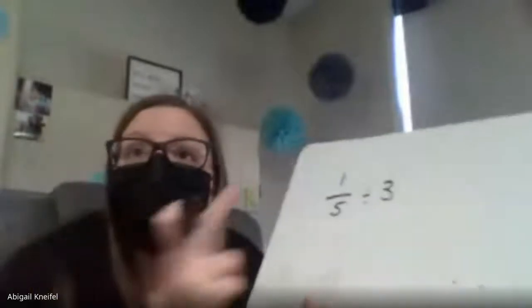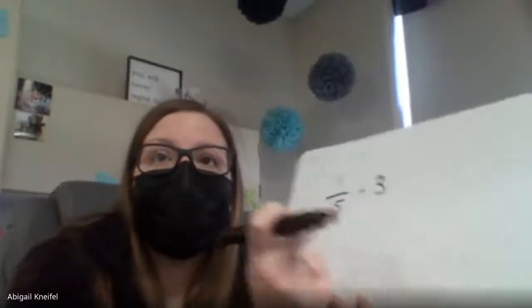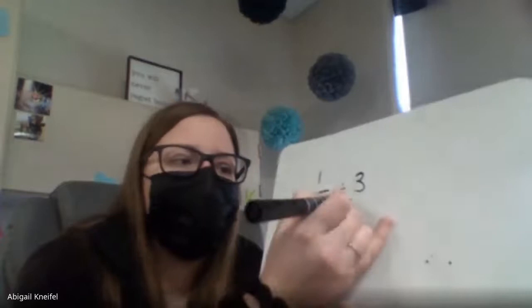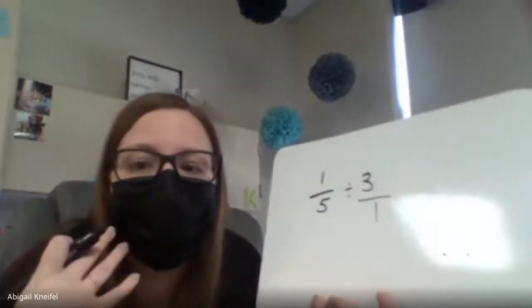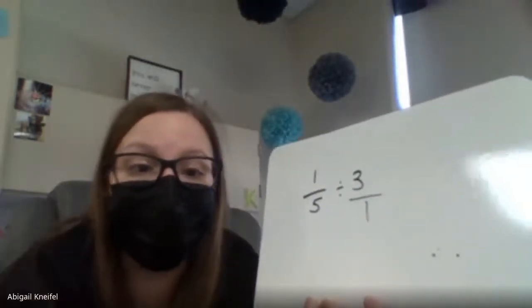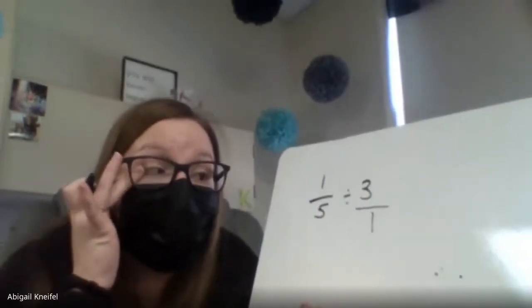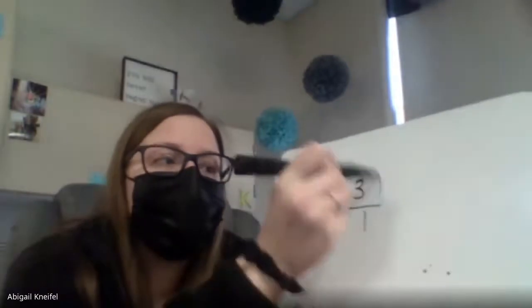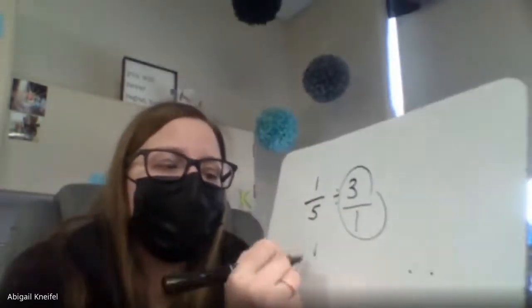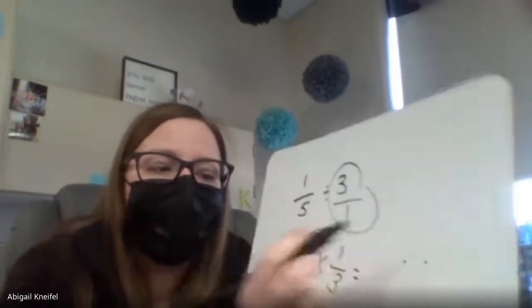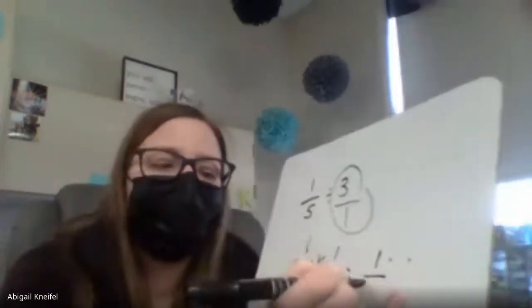So the dividend is 1/5. The divisor, you divide by the 3. So obviously this is a whole number, so I'm going to put it over 1. Mrs. Kneifel just does that step in her brain because that's what I do. If you can skip that, putting the 1, that's fine. But then we need to do the inverse operation of 3 over 1. So now it's 1/5 times, instead of dividing, 1 over 3, which equals 1 times 1 is 1. 3 times 5 is 15. Your answer should be 1/15.